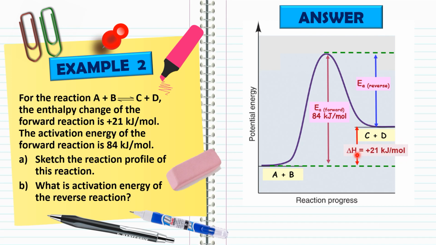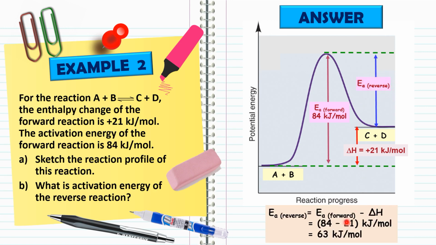And then one more, you have to label the EA, since question B asks about the activation energy for the reverse reaction. So you have to draw an arrow from the potential energy of the product to the top of the graph, which is the EA for the reverse reaction. So this is a calculation: EA for the forward minus delta H. So 84 minus 21, then you get 63 kJ per mole.